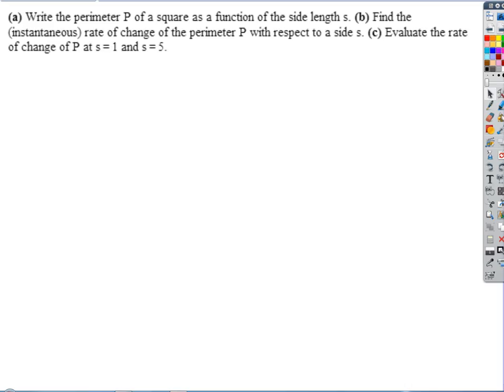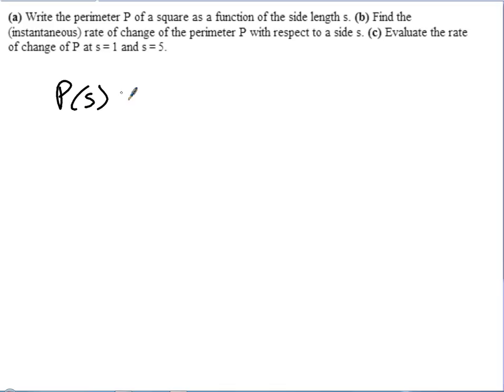Write the perimeter of a square as a function of side length s. Okay, so we can do that. That's pretty easy. If I do perimeter as a function of s, what's the perimeter of a square with side length s? 4s, okay? Got 4 sides of length s, right?